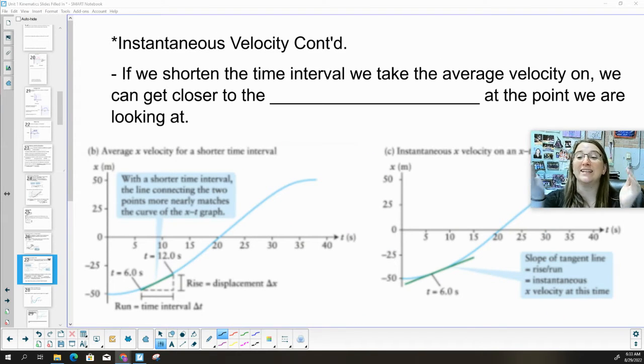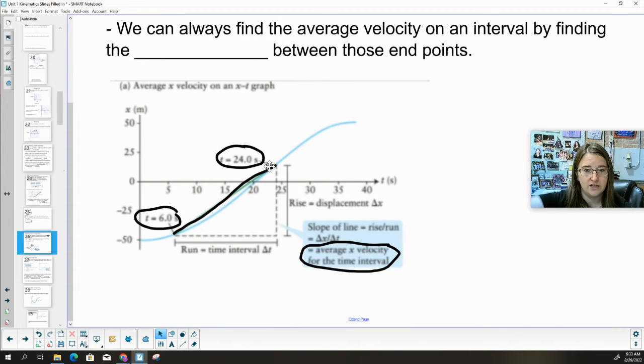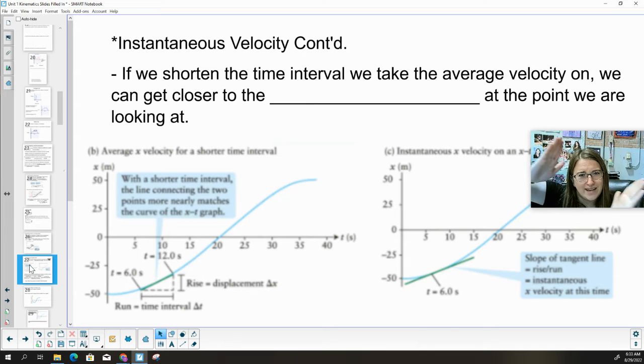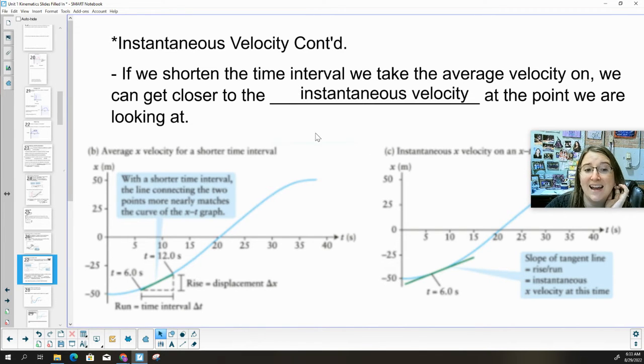Now, this is going into calculus. If you've never taken calculus before, hopefully this makes sense to you. If you've taken calculus, you're going to know this word. Now, if we shorten the time interval that we take the average velocity on, again, we can see here it was t equals 6 to t equals 24, right? If I squeeze that interval down, we can actually get closer and closer to the instantaneous velocity at the point we were looking at.